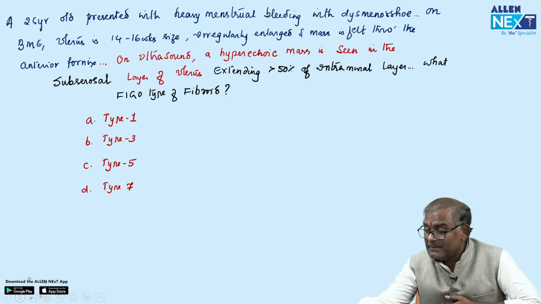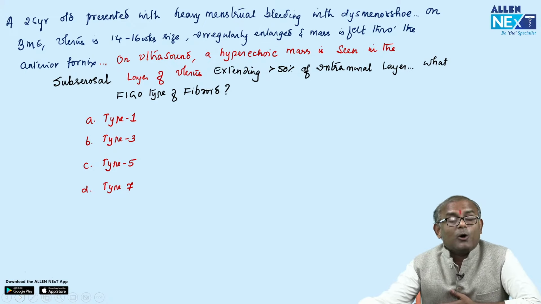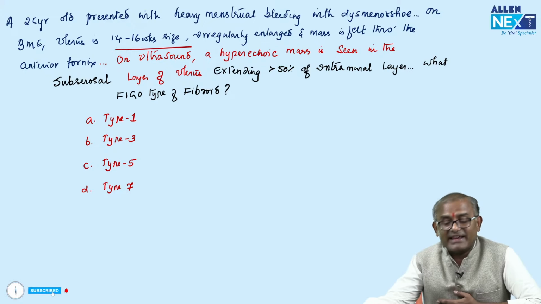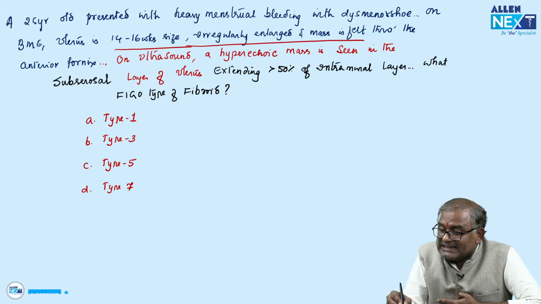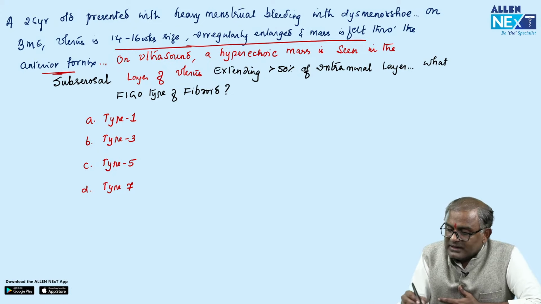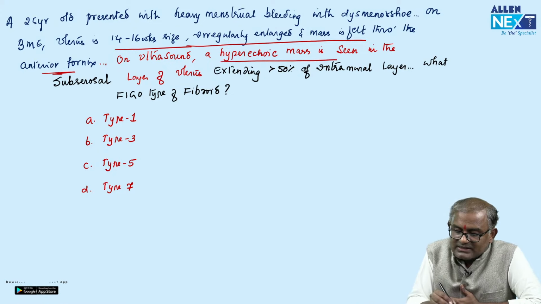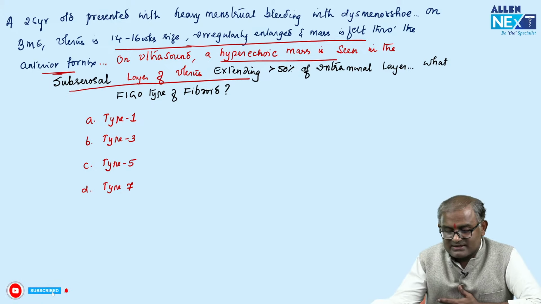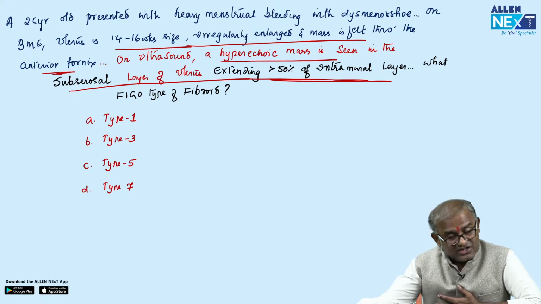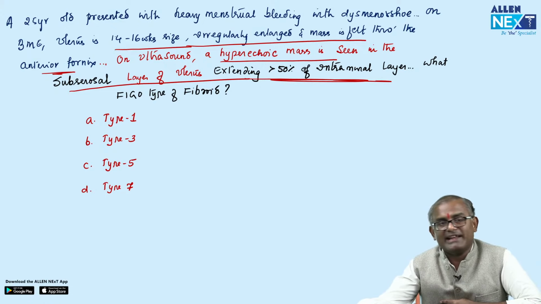A 25-year-old presented with heavy menstrual bleeding with dysmenorrhea. On bimanual examination, the uterus is 14 to 16 week size, irregularly enlarged, and a mass is felt through the anterior fornix. On ultrasound, a hyperechoic mass is seen on the subserosal layer of the uterus, extending more than 50% of what? Intramural layer. What FIGO type of fibroid is this?